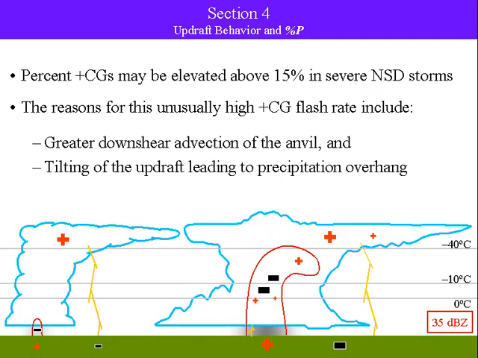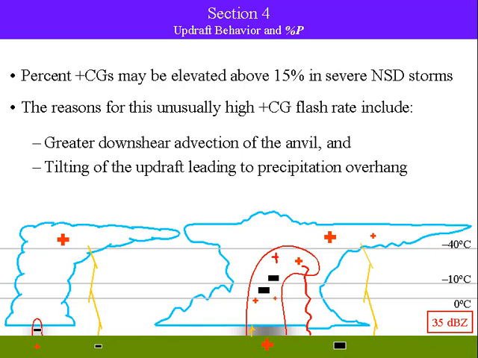The second reason is because of this very strong updraft, we sometimes see the tilting of the updraft, and that's indicated here by this red line. What that does is allow some of these positively charged ice crystals located up around the minus 30 Celsius level to become unshielded and basically move themselves out from over the negative charge, and we would expect the likelihood of seeing a positive CG coming out of that precipitation overhang.